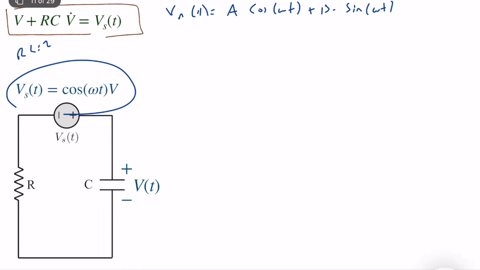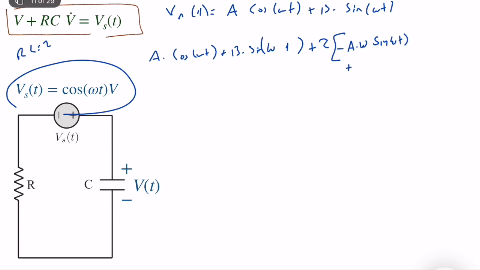So what is V? V is just this: A times cosine omega t plus B times sine omega t. We don't need the parentheses here. Plus RC, the time constant, times the derivative. What's the derivative of cosine? It's minus sine. So it is equal to minus A times omega sine omega t. Plus B, what's the derivative of sine? It's cosine, so B times omega cosine omega t.